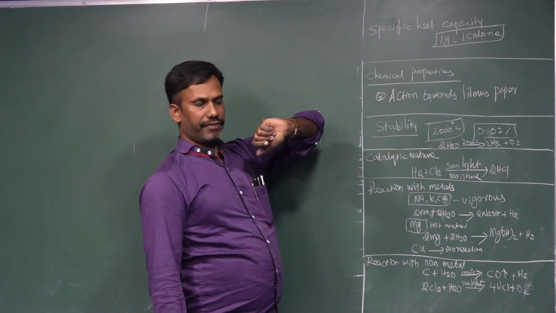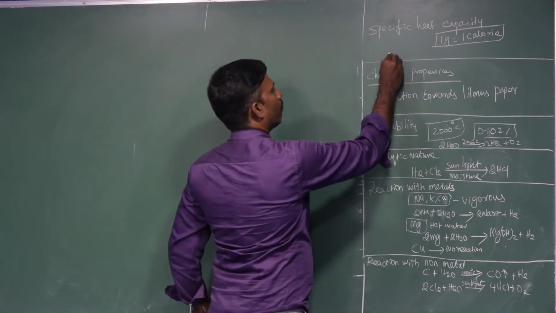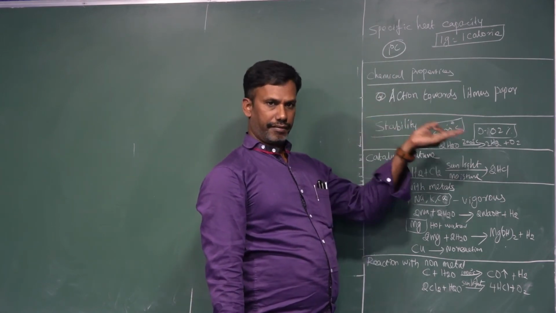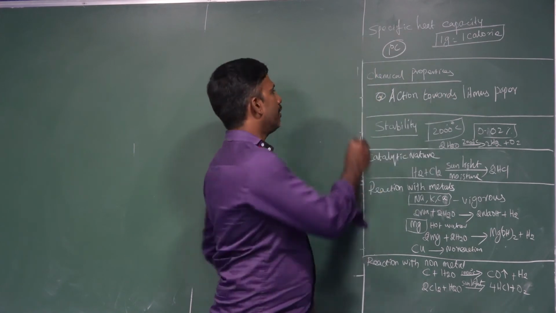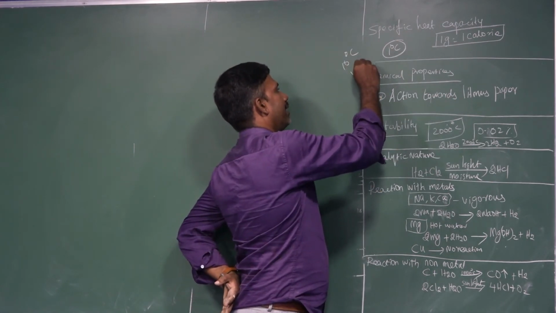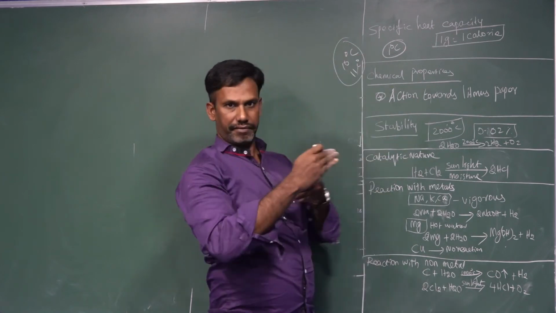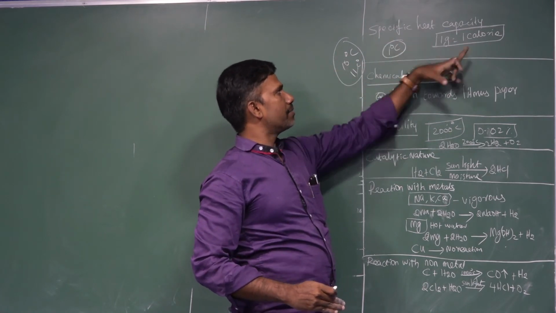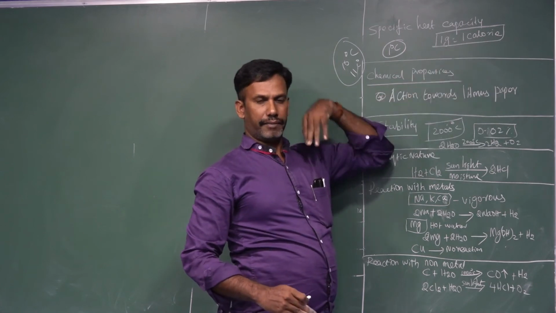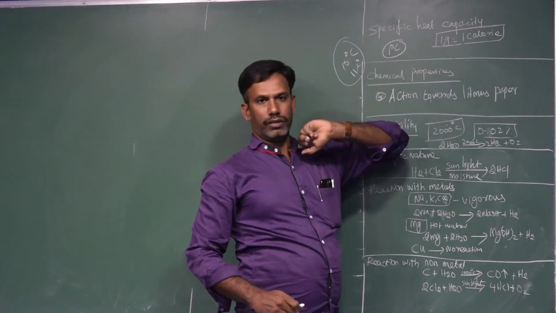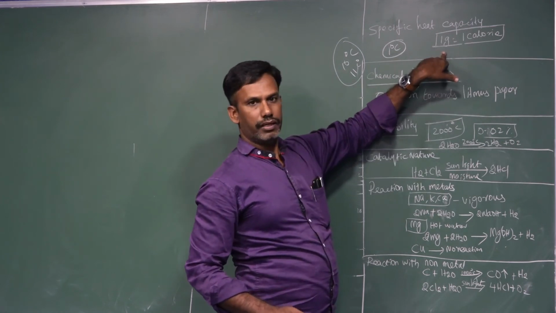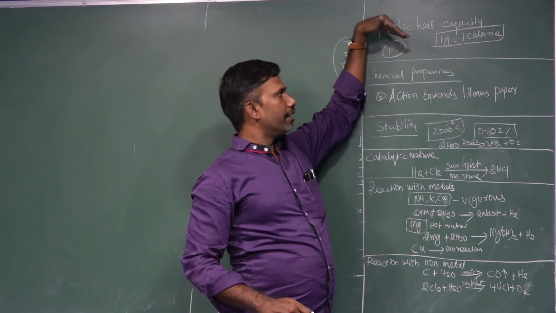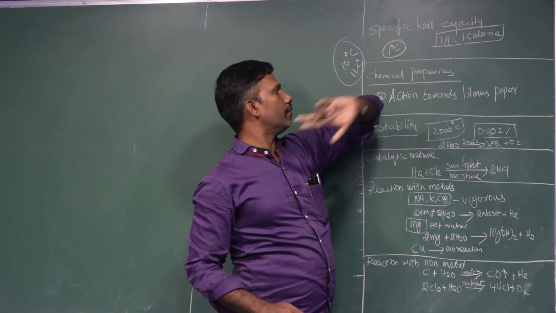Then specific heat capacity. Specific heat capacity is the amount of heat energy required to raise a substance's temperature by 1 degree, for example from 10 degrees Celsius to 11 degrees Celsius. For water, specific heat capacity is high: 1 gram equals 1 calorie. That's why it is used as a coolant in a motor engine. 1 gram is equal to 1 calorie.